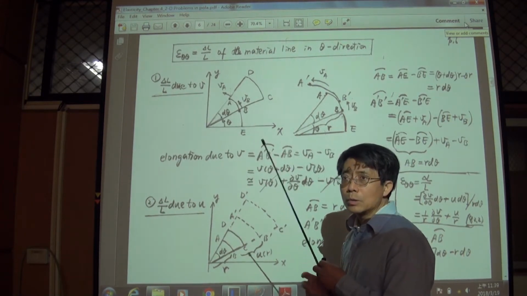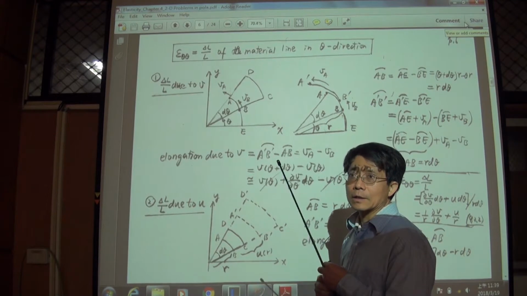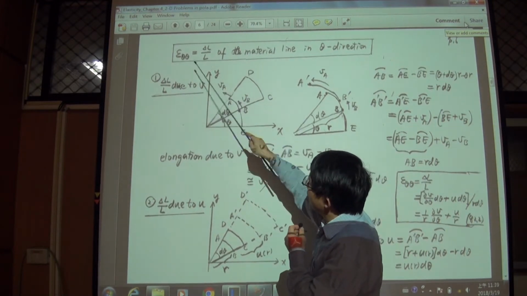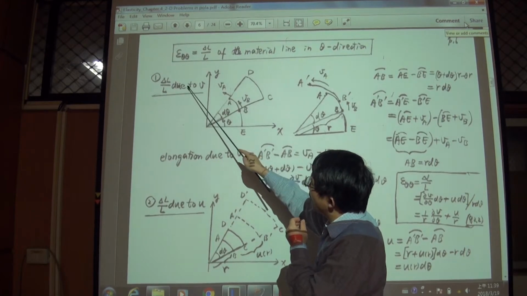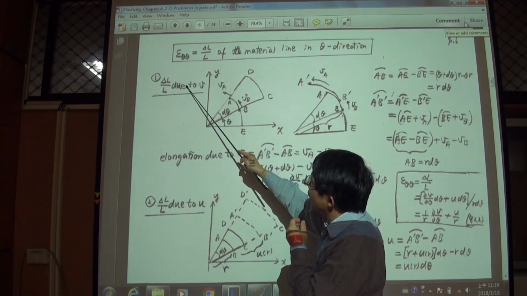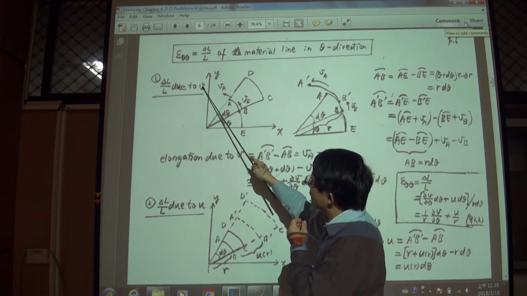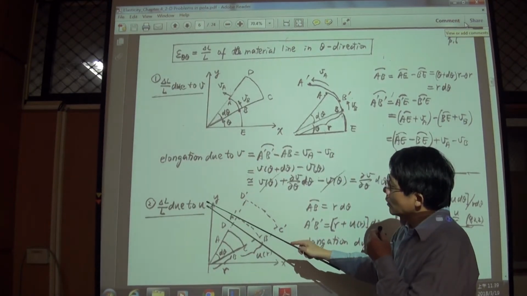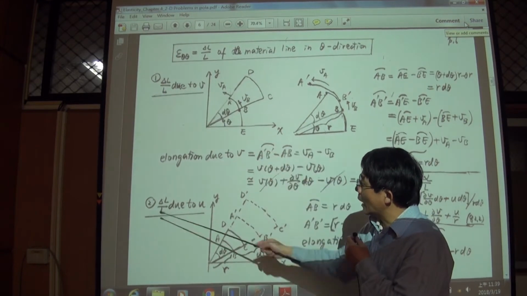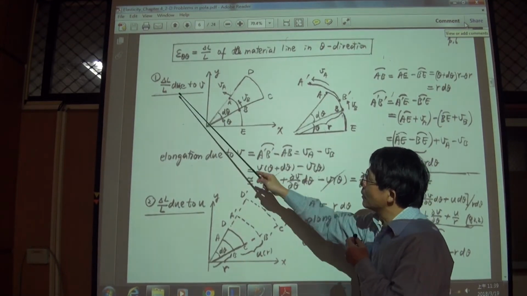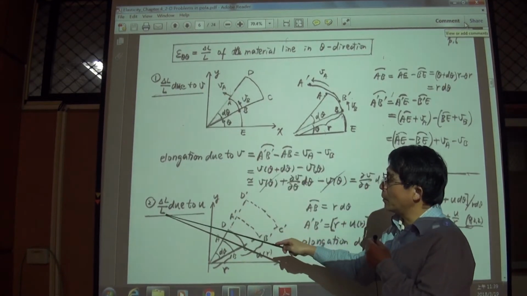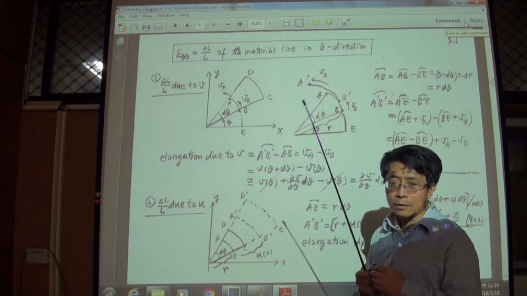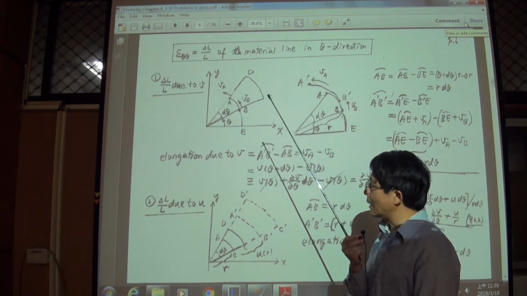Now I emphasize that this quantity will be affected by two types of displacement. This amount will become non-zero due to v, or due to u. So u and v at the same time will create delta L over L, the normal strain in the theta direction.